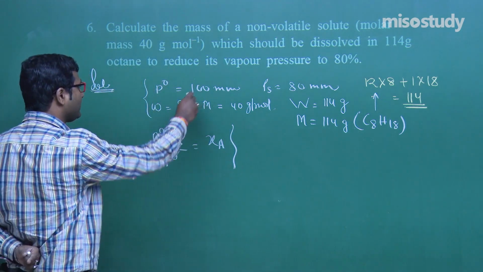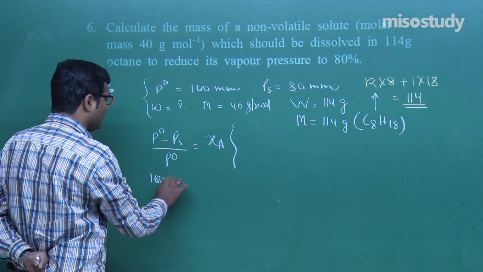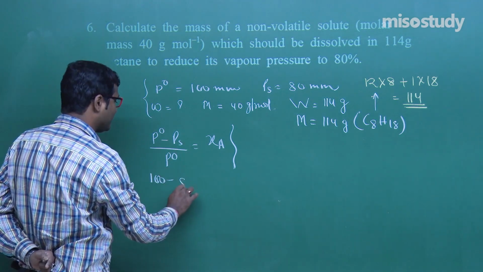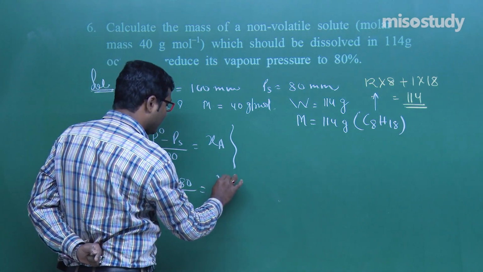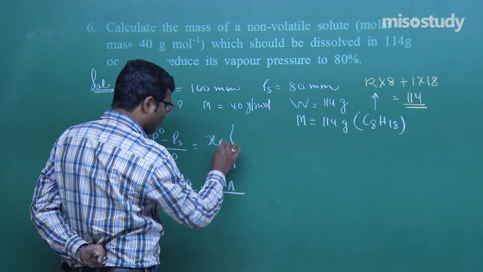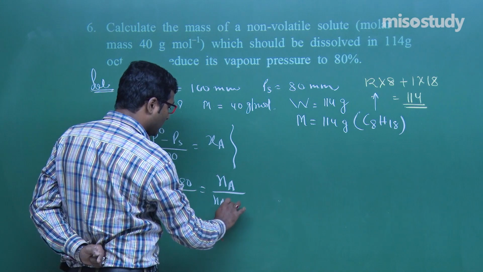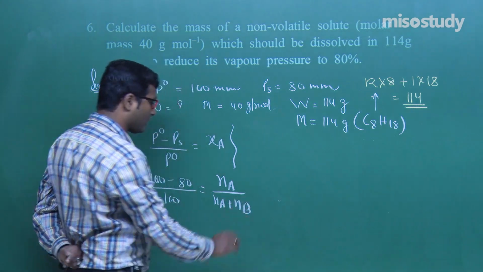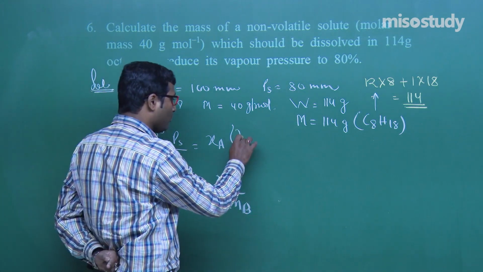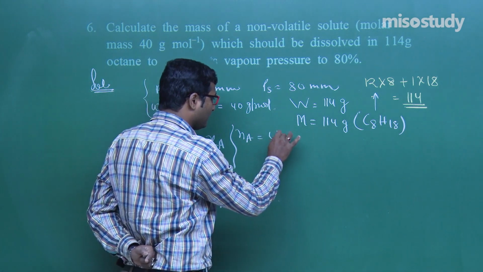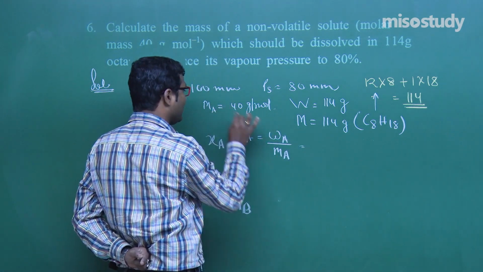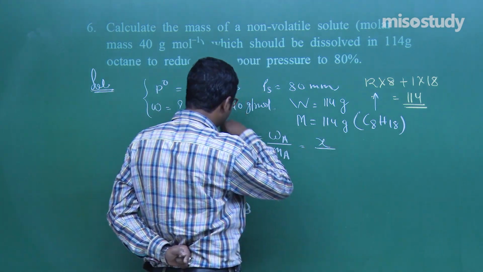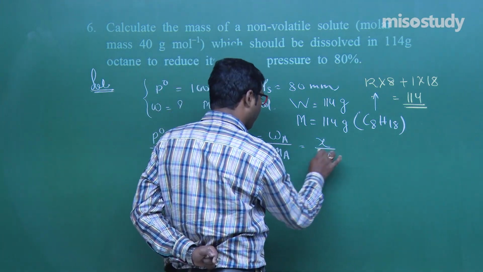Now, what is P naught here, my friend? 100 minus PS, that is 80 upon 100. What is the mole fraction, my friend? Given mole fraction, number of moles of the solute upon total number of moles. Now, what is the moles of A? That is the given mass upon molar mass. This is the molar mass. Given mass we do not know, mark it as X, and molar mass is 40.